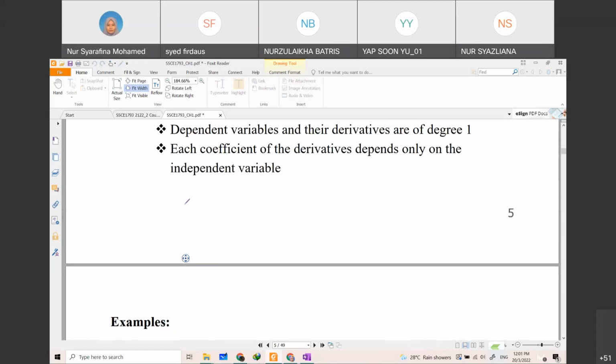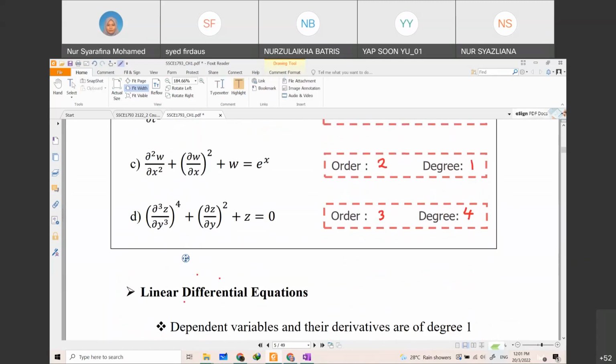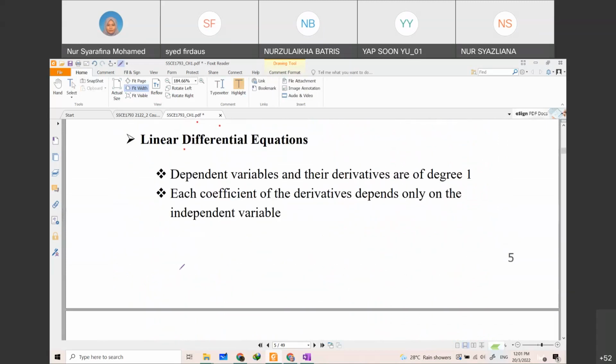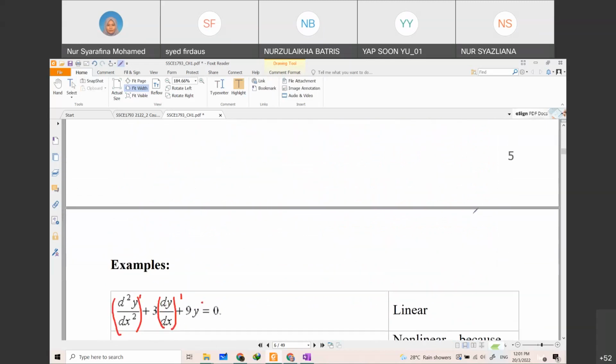Okay, then each coefficient of the derivative depends only on the independent variable. Okay, each coefficient of the derivative. So the derivative, this d squared y, dy here depends on dx. Depends on dx. So it is linear. Understand or not? Any question for this part?